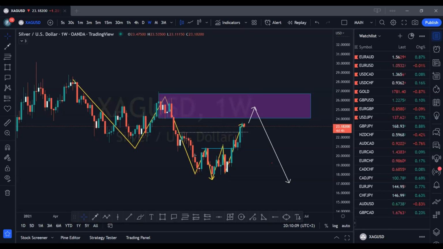I know that GBP USD in the last 2 weeks has been taking out people's stop losses. A lot of liquidity grab happening.